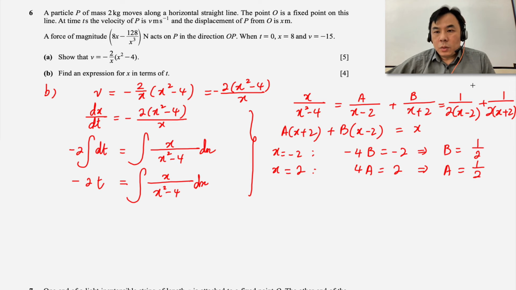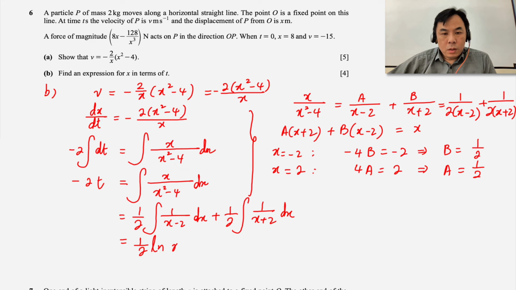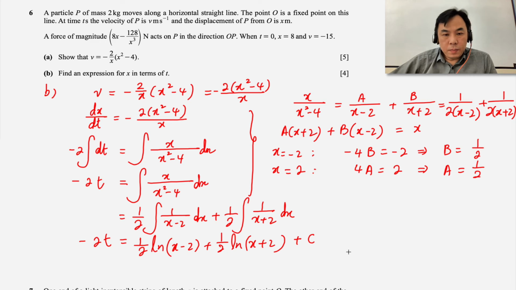Right. Therefore, we're going to integrate this partial fraction from here. We have half and the other half. Okay, now from here the result will be half ln|x minus 2| plus half ln|x plus 2|. Now of course we can apply the logarithmic rules by combining both of these. Now don't forget the plus c also here. Okay, now if I bring the 2 over this side, I'll have negative 4t instead. That will yield ln|x squared minus 4| plus a c.